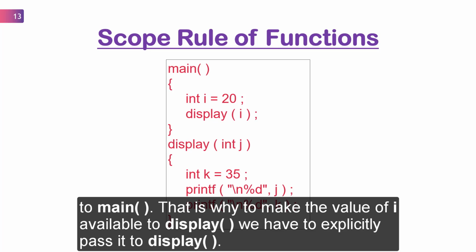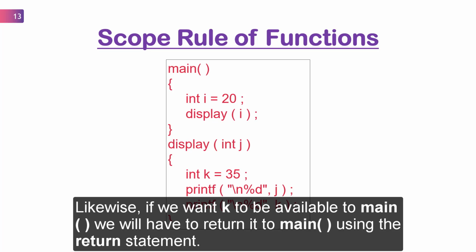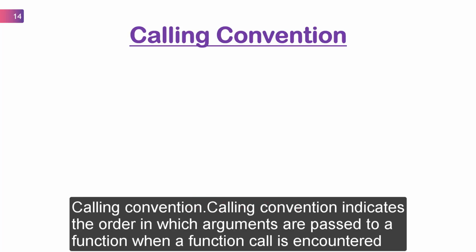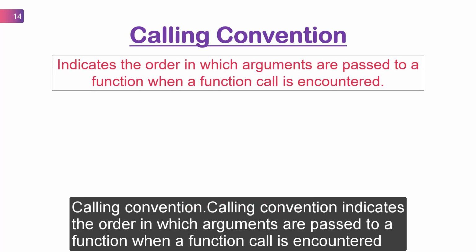That is why, to make the value of i available to display, we have to explicitly pass it to display. Likewise, if we want k to be available to main, we will have to return it to main using the return statement. In general, we can say that the scope of a variable is local to the function in which it is defined. Calling convention. Calling convention indicates the order in which arguments are passed to a function when a function call is encountered.